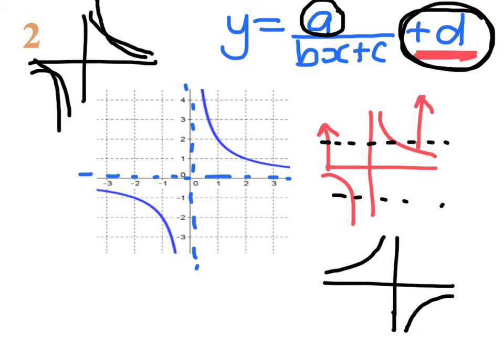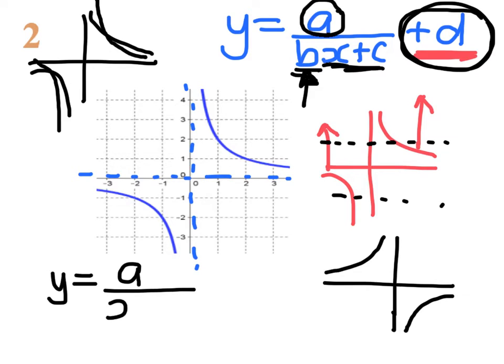Now I'm a bit mean putting in a bx plus c here. This is another stretchy squeezy factor. We're not usually going to worry about that too much. But I want to show you the most general form of a hyperbola. Usually what we'll be working with is ones that are a little bit simpler, which is these. A over x plus c, plus d.